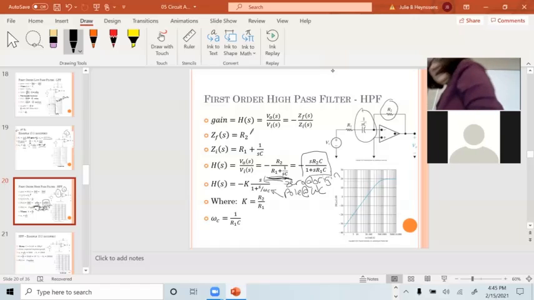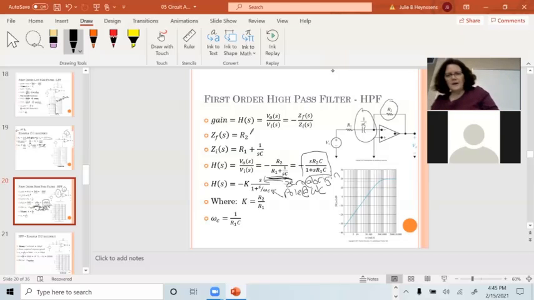The DC gain is R2 over R1. That minus sign just becomes a pesky 180-degree phase shift. We'll talk about that later, why a 180-degree phase shift is really bad. And omega C is at 1 over R1C.